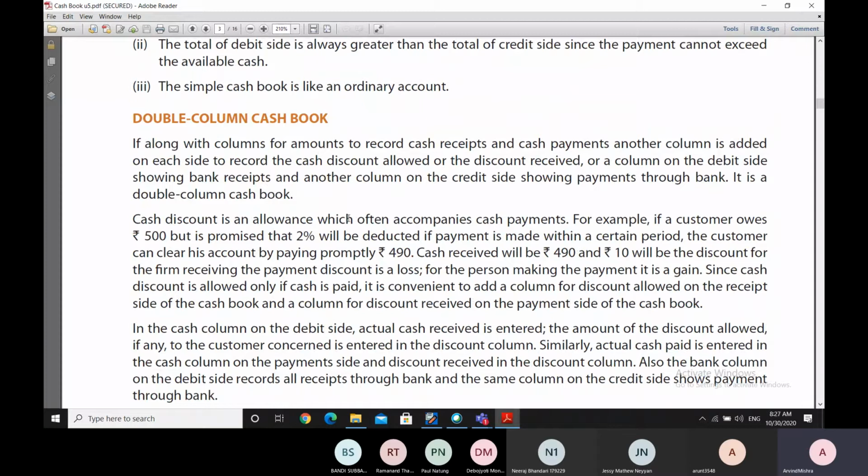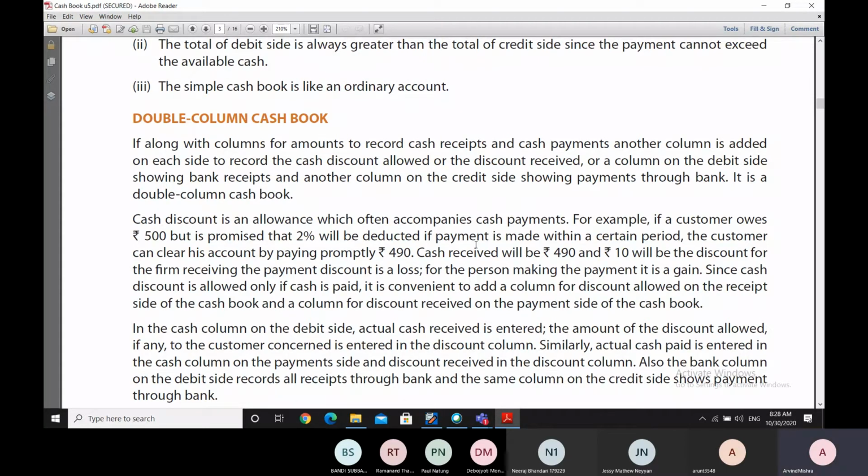Now, cash discount is a kind of an allowance that accompanies the cash payments. For example, if you have to understand what is to be written in the cash discount column, let's take an example. Supposing there is a customer and he owes rupees 500, that is, he has to pay rupees 500 to us. We are the business, but we make a promise that we will deduct 2% from his payments if he makes that payment within a certain period.